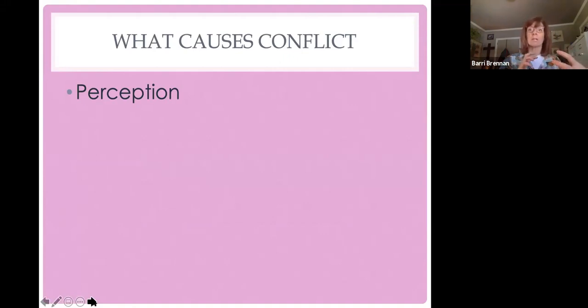This is around perception. This is even about what you think is real. It's not even about what is real. It's about what you perceive to be real. Many conflicts occur like this.